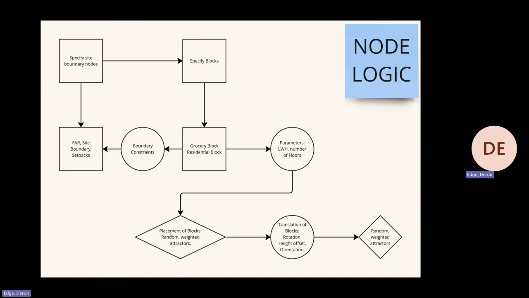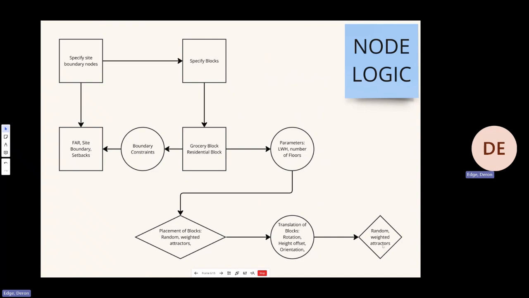Or if there's a green space or some kind of community amenities or something like that, we want to place the multifamily bars in relationship to. This results in translational blocks, which essentially creates rotation, height offsets, and orientation on the site.